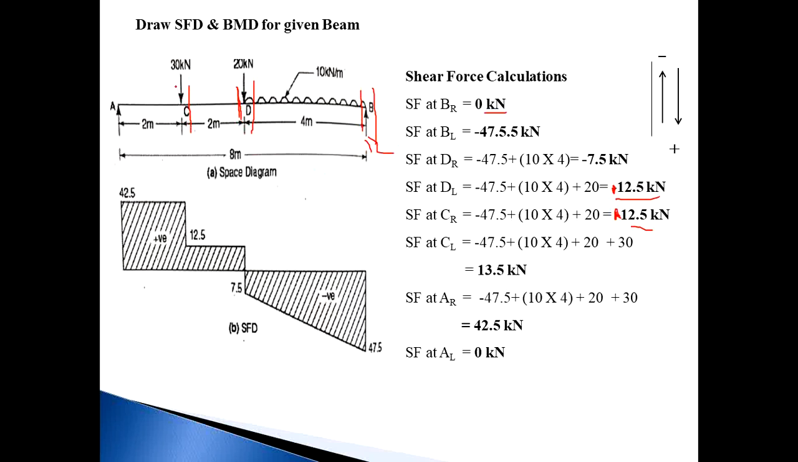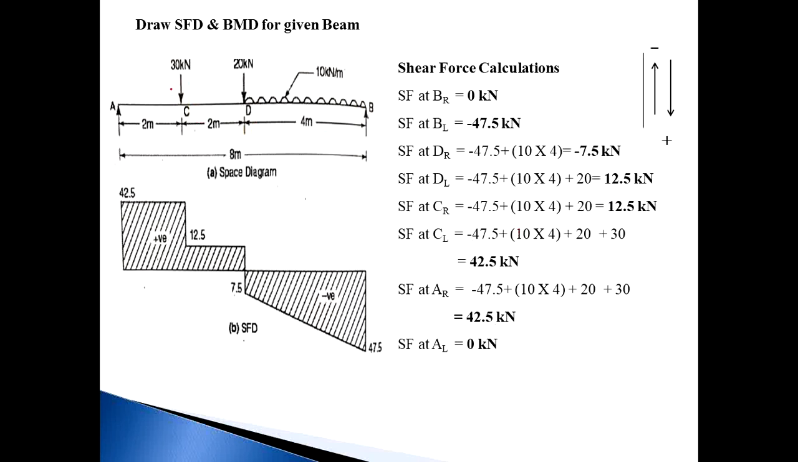Then consider a section at C just to the left, and now consider the right side of this section. The forces now are RB, the UDL, 20 kilonewton, and 30. Plot all forces, so the number of forces is 4. So minus 47.5 plus 10 into 4, then plus 20 and plus 30. The answer will be 42.5 kilonewton.